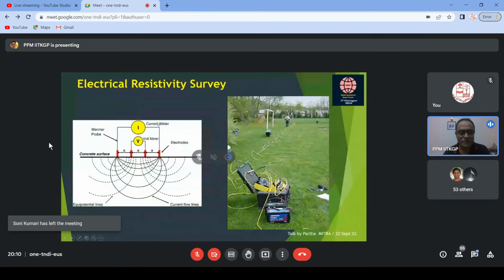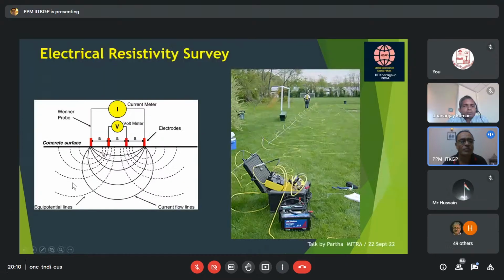You see, this is your ground surface. Okay, so you have one electrode, this is called the current electrode, and this is the second current electrode. You send some current from the current electrodes, and you have two electrodes called potential electrodes, and you measure the potential here. The current causes a potential difference. Naturally, we know that if you send a current within any formation, it will have a potential difference.